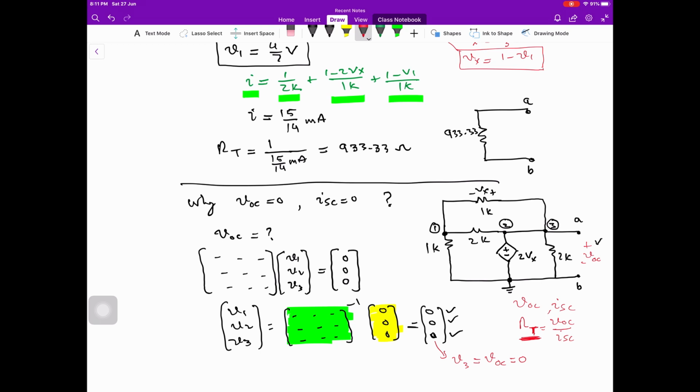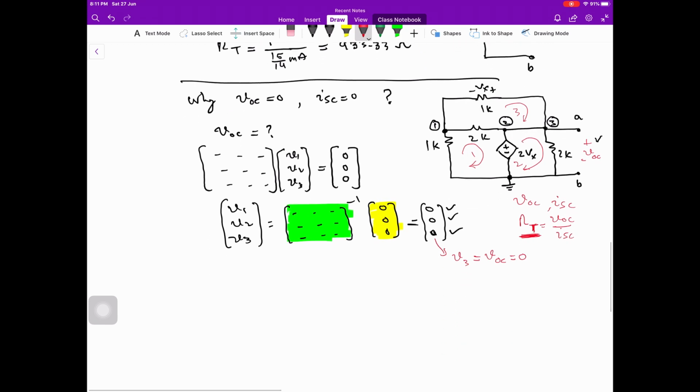Again, if you select mesh currents, this is mesh 1, say this is our mesh 2 and this is mesh 3. In writing mesh equations, you will see that in matrix form we have I1, I2, I3, and there is another matrix over here.